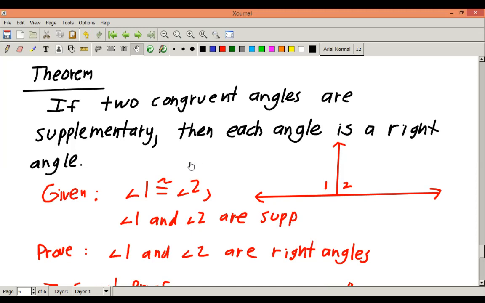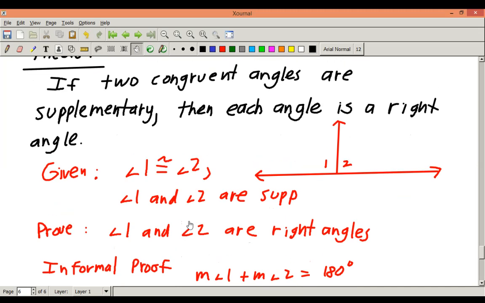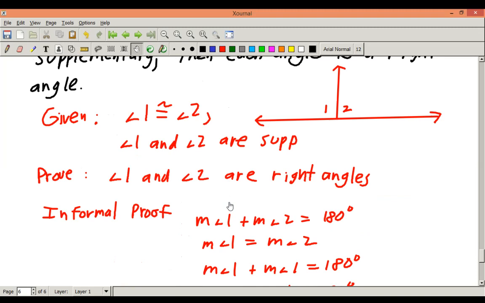What are we trying to prove? Well, look at the then statement. We're trying to prove that each angle is a right angle. So we're trying to prove that angle 1 and angle 2 are right angles. So again, the given comes from the hypothesis, and what you're trying to prove comes from the conclusion. So I'm just going to do an informal proof here. I won't actually write out the two-column proof.